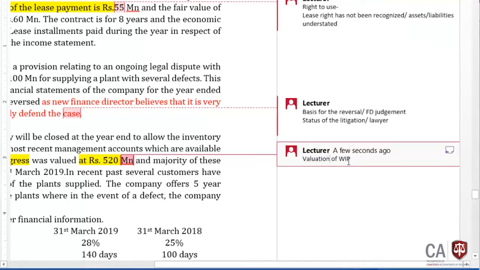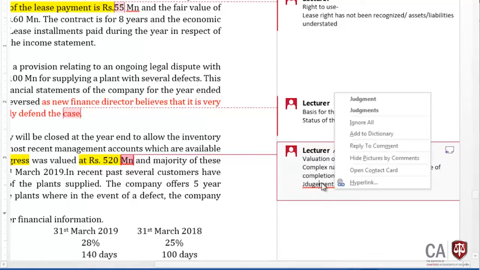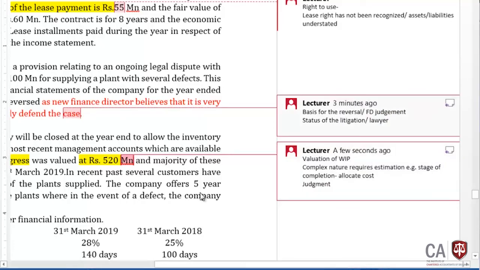So, what are the bullet points? Why do you think this is a high risk? One is complex nature, because these are machineries, right. A complex nature requires estimation. For example, what is the stage of completion? Based on the stage of completion, you have to allocate cost and decide the value, right. It is complex, it requires expert opinion and it requires judgment, right. And it is definitely material. So, therefore, you will decide this is going to be a significant area, right.